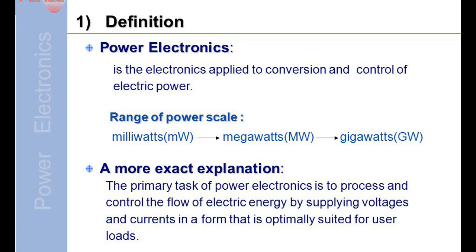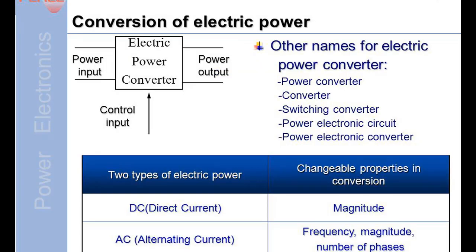The primary task of power electronics is to process and control the flow of electric energy by supplying voltages and currents in a form that is optimally suited for user loads. Conversion of electric power: converter, input, output, control input. Other names for the converter: power converter, switching converter, power electronic circuit, power electronic converter.